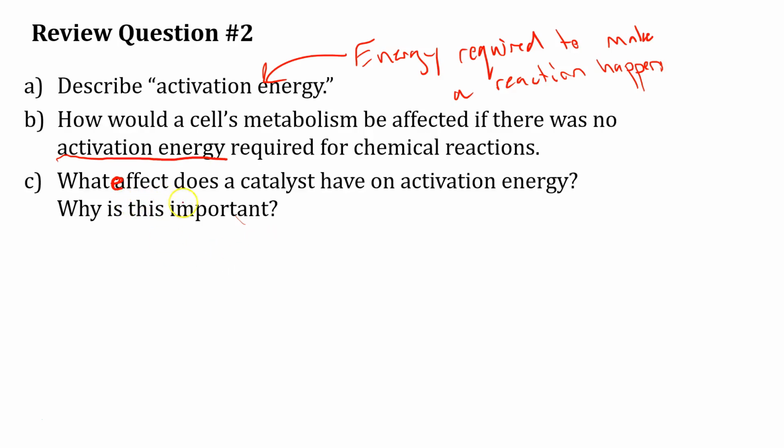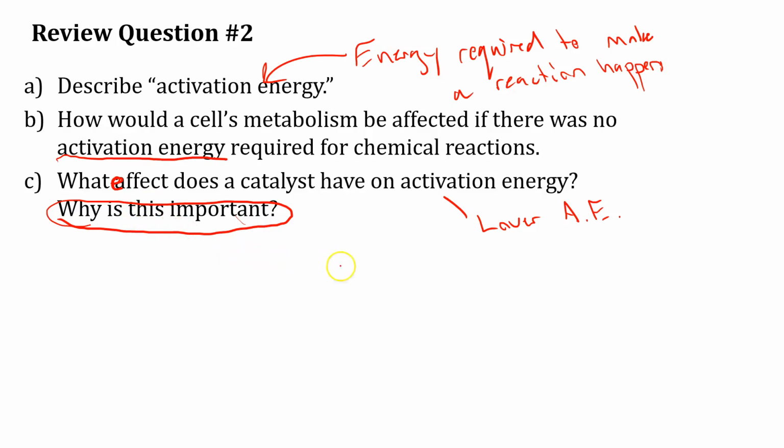And then what would be the effect that a catalyst would have on an activation energy? These are going to lower the activation energy. And that's important because cells do not have enough activation energy to make chemical reactions happen. And so when a cell can employ a catalyst to lower that activation energy, it means that the cell finally has the ability to have that chemical reaction proceed.